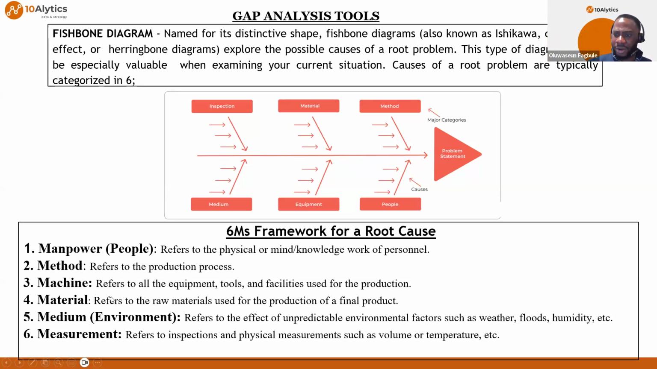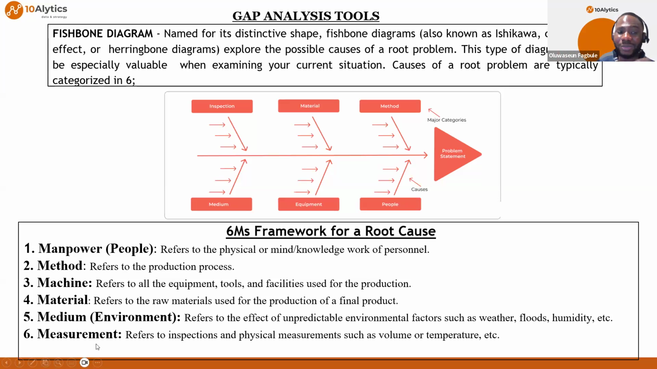Number 4 is the material. Are there raw materials that are used as part of that process that you need to analyze as well? Number 5 is the medium, which is the environment, right? The environment that that process is being carried out in, is it conducive enough? Is it convenient enough? You need to analyze that as well. And number 6 is measurement, right?